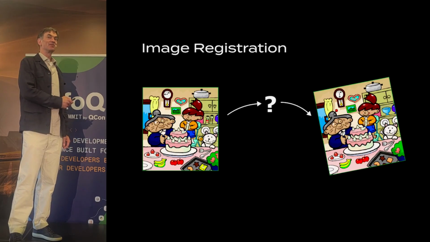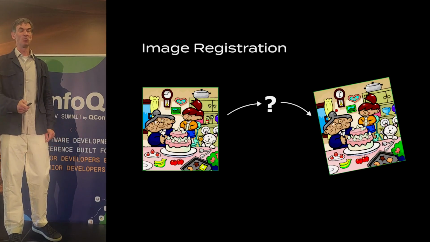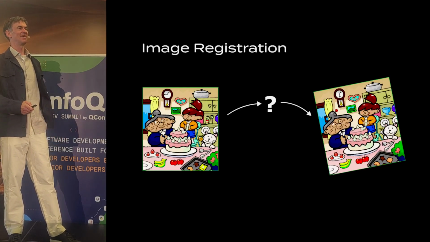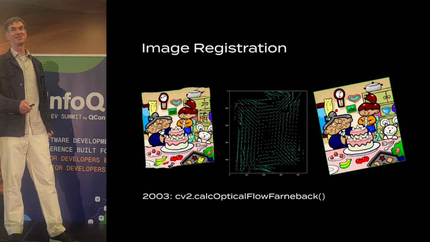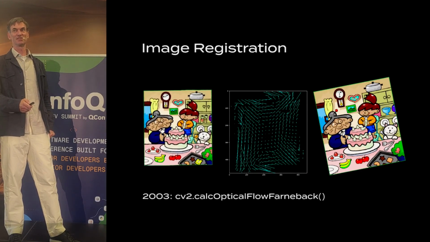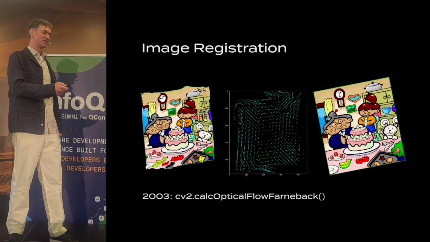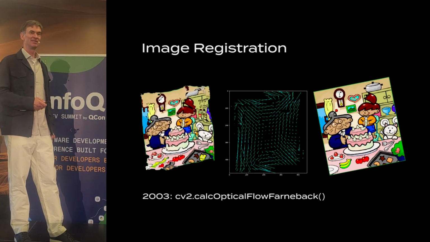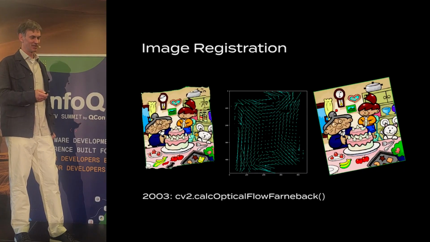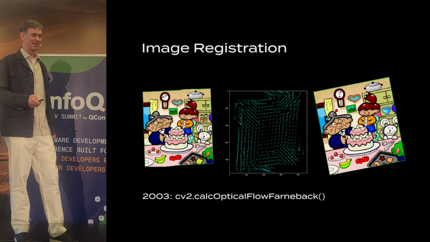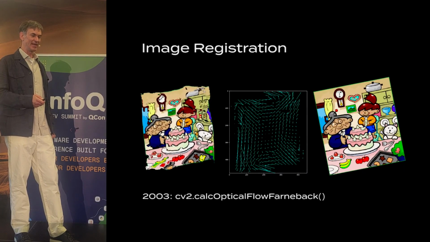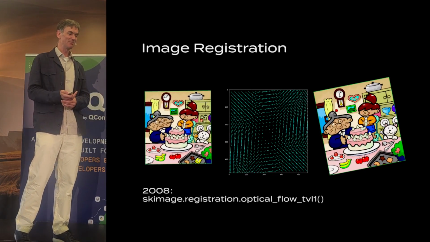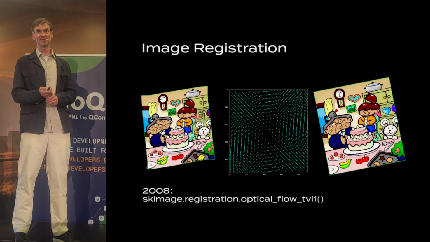So, how can we solve image registration? Let's go backwards in time to 2003. That's the algorithm that you find in the OpenCV library, a widespread computer vision library. And it uses the Farneback algorithm, and you see that, well, it's kind of doing the thing, but it's not there yet. Fast forward to 2008. Now the flow looks a bit cleaner, but still has a lot of mistakes.